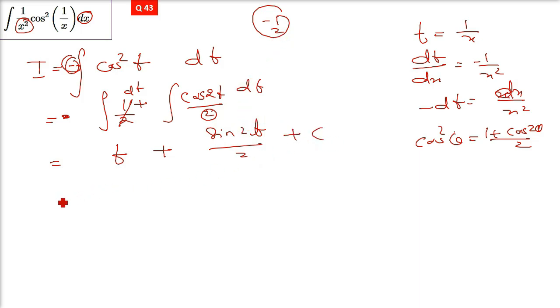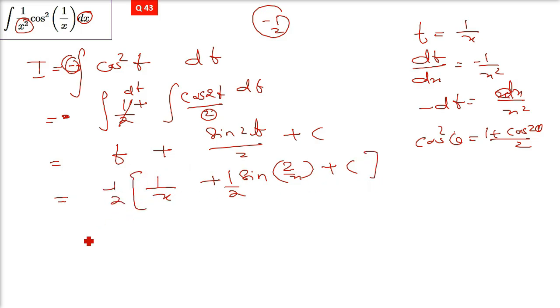Plus constant of integration. Now what you have to do? You have to multiply everything by negative half. T will be replaced by 1 by x wherever it is. So sine 2 into 1 by x, so sine 2 by x you can write. This 2 is in the denominator, but my negative half is already there. So when you multiply this by negative half, this will become negative 1 by 4 sine 2 by x. And this negative half into c will again become a constant. So this will be the final result.